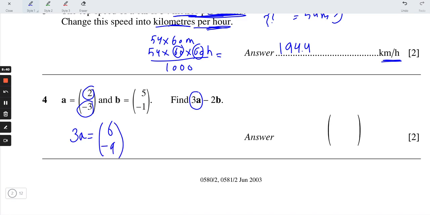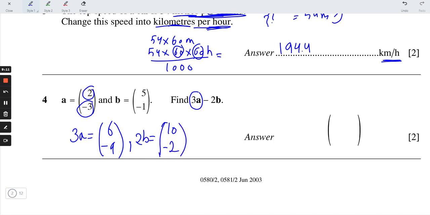Same for b, we have 2b, and then you can add the two vectors. Let's say that we are going to multiply it by 2, not minus 2. So 2 times 5 and minus 1. So we will get here 2b equals 2 times 5 is 10, and 2 times minus 1 is minus 2.